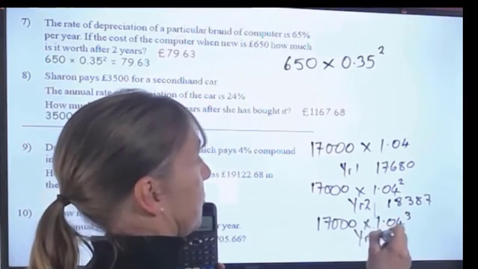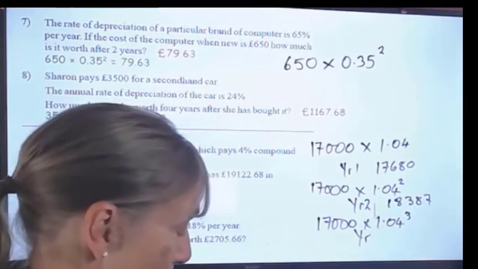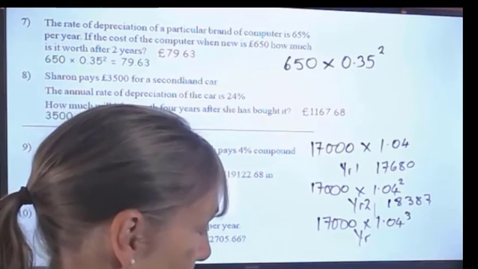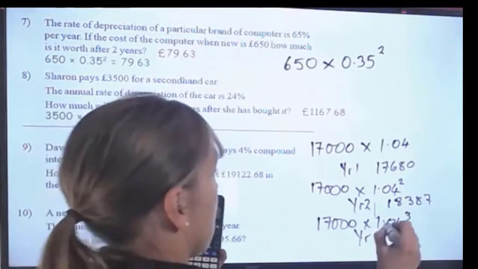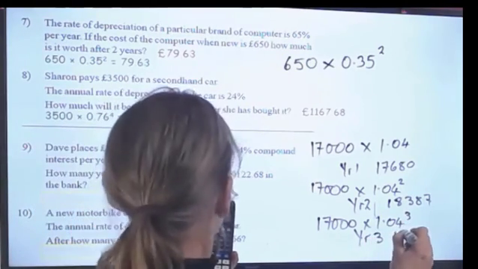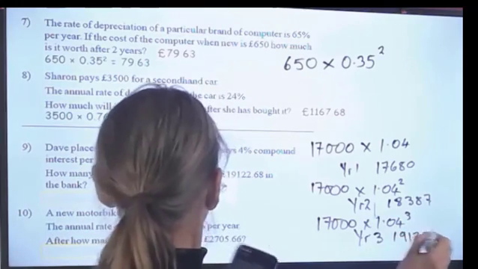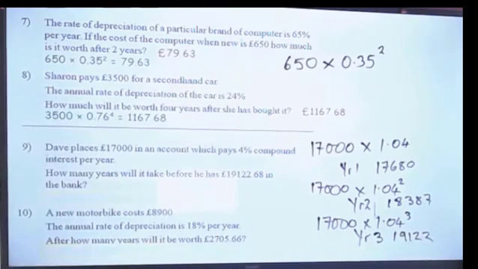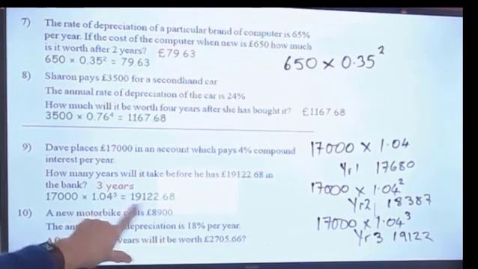So at year three, I'm going to multiply that whole thing by 1.04 again, and we get year three, 19,122. So the answer to that question is, it takes 3 years to get that amount.